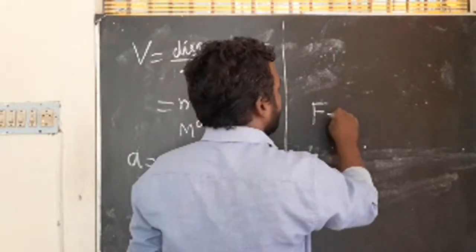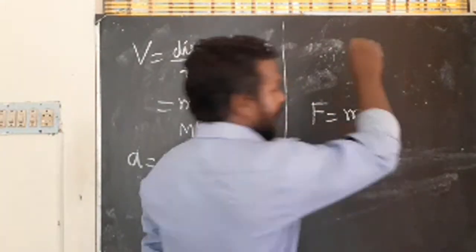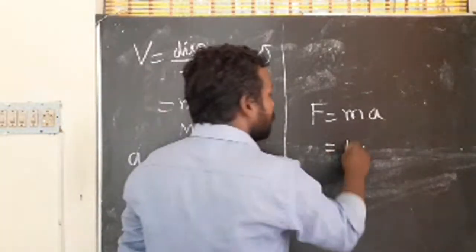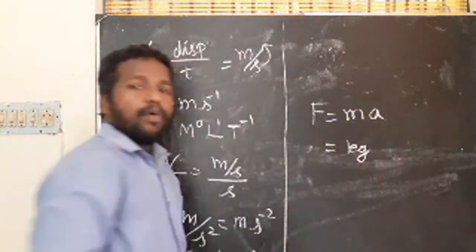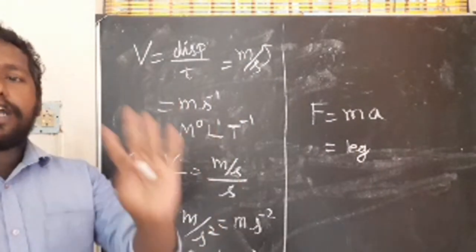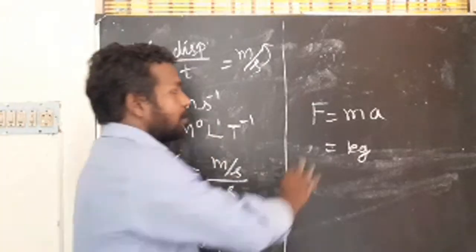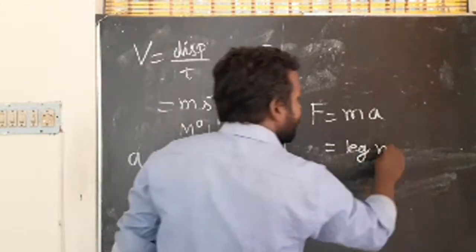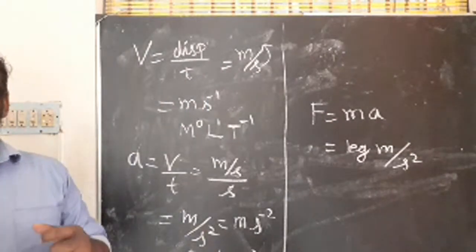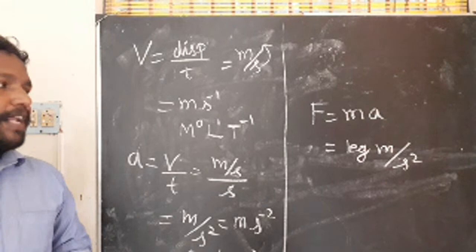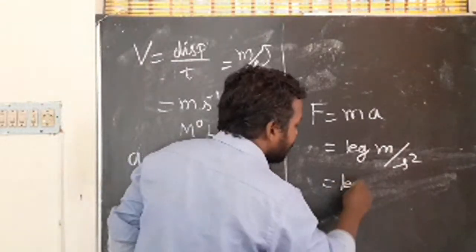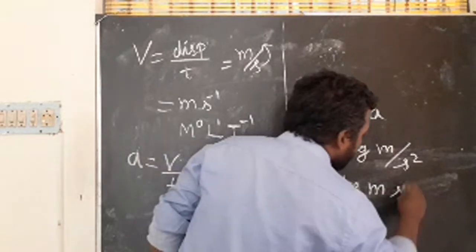Force is equal to mass into acceleration. Mass unit, usually we measure with kg. Why not gram? Always you should follow the MKS system: meter, kilogram, second. So mass, and acceleration we will have meter by second square. Already we did acceleration. Second, if taken as a numerator, we'll have second inverse. So we'll have kg meter second minus 2.